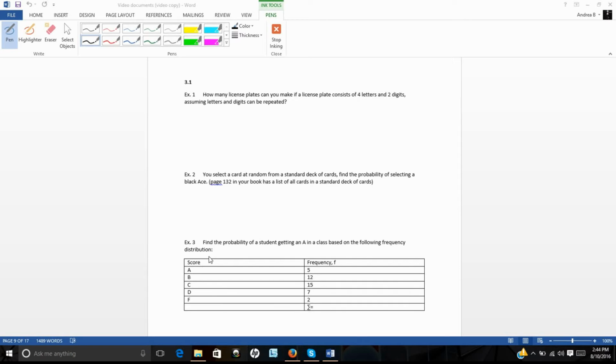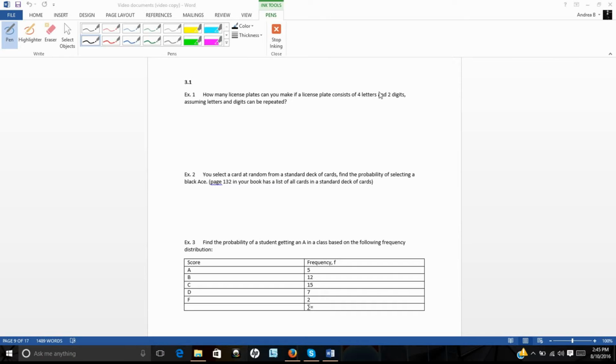This is section 3.1. We're going to be going over some probability stuff and also some counting principle stuff. So for the first one here, we have to find how many license plates can you make if a license plate consists of 4 letters and 2 digits, assuming the letters and digits can be repeated.